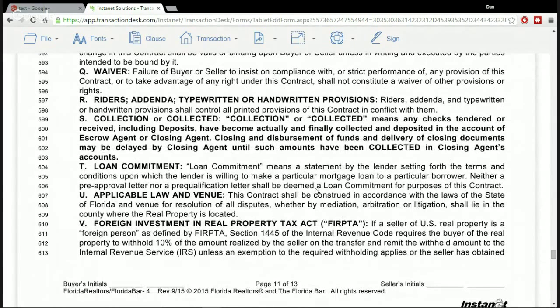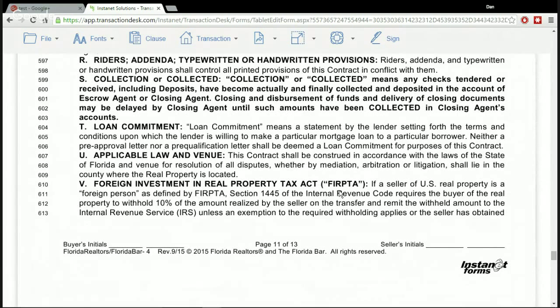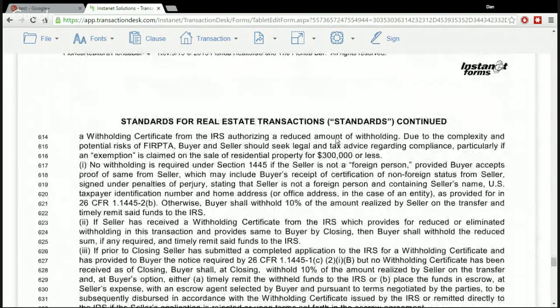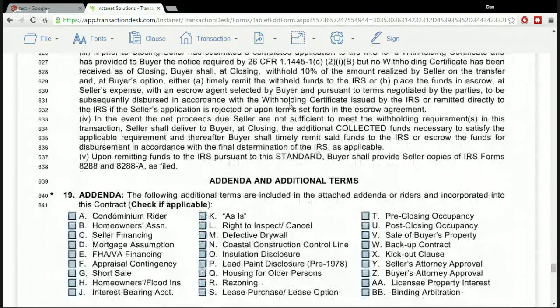This just says this needs to be applicable law and venue. It would be Florida under the state Florida laws, and you would go through the appropriate avenues for resolution with mediation, arbitration, litigation. Shall lie in the county where the property is located. So we talked about some of that stuff. Here's some more stuff about FIRPTA. Again, it's very long, but get the tax person with the title people and let them do their thing.